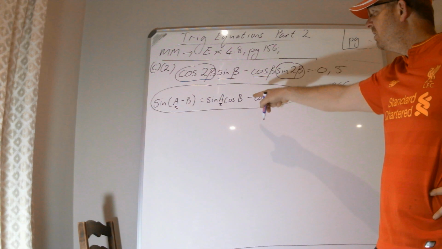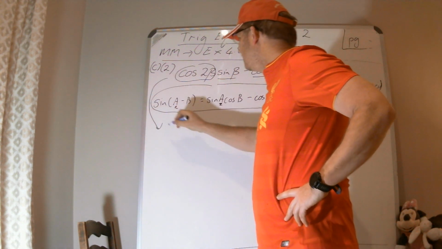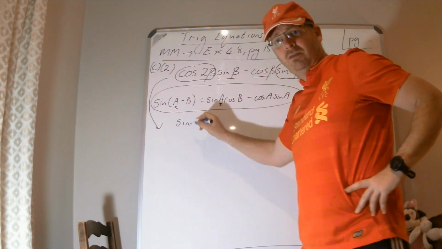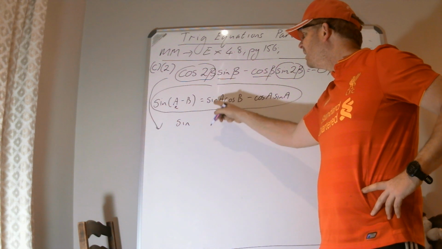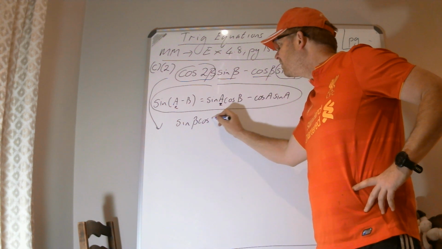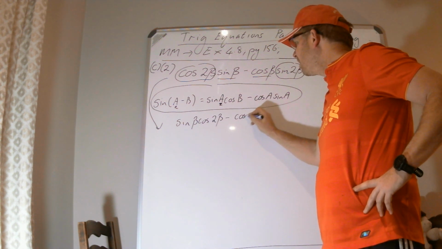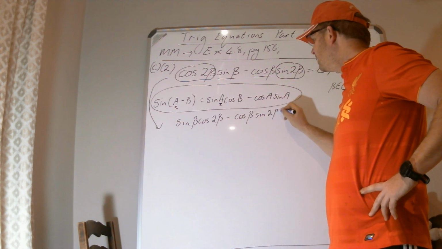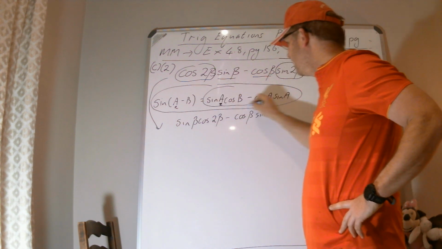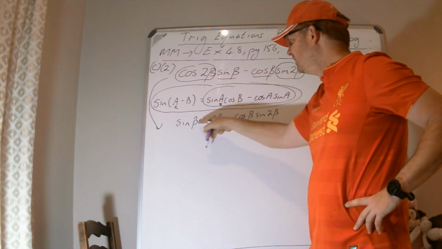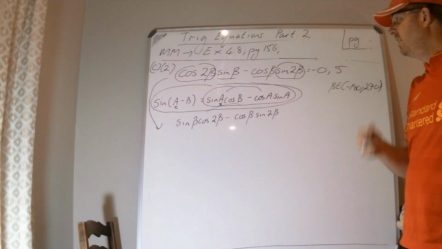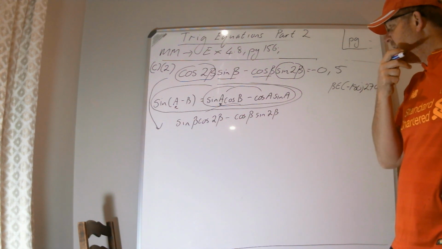So if you want, just rearrange this bit over here to put the sine in front, so it'll become sine beta cos 2 beta minus cos beta sine 2 beta. I'm just swapping them around because they're multiplication, so you can. Now if you look at your patterns, you've got sine of an angle, cos of an angle, minus cos of the same angle, beta and beta, sine of the same angle over there. So how can I rewrite that?